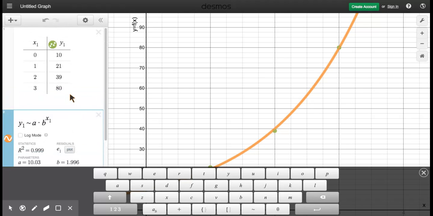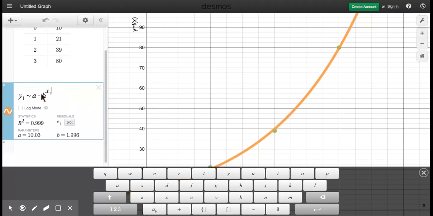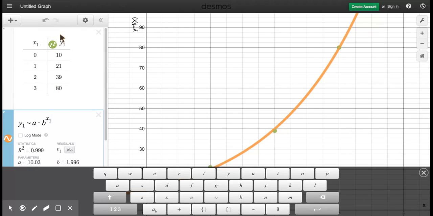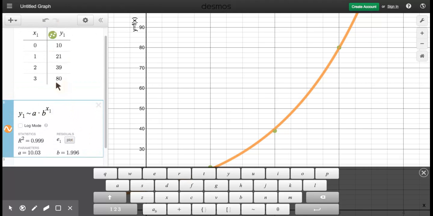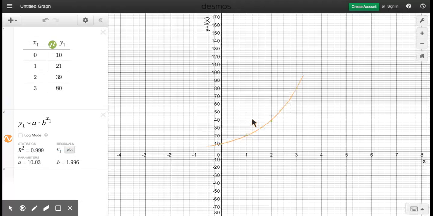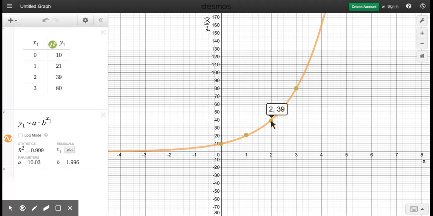Again, I'll recap what I do here. First thing I do is put in my table of values that I'm interested in, and then I write y1. I want it to be approximately equal to a, the a value, multiplied by b to the exponent of x1. Then Desmos takes a look at the data in the table and predicts values for a and b that best fit that data. If you look on the graph now, you can see that the curve is pretty good at going through it, but certainly not perfect.